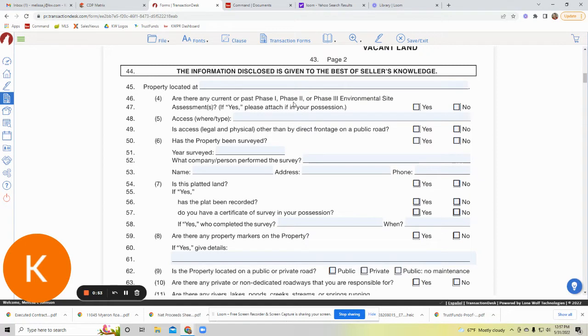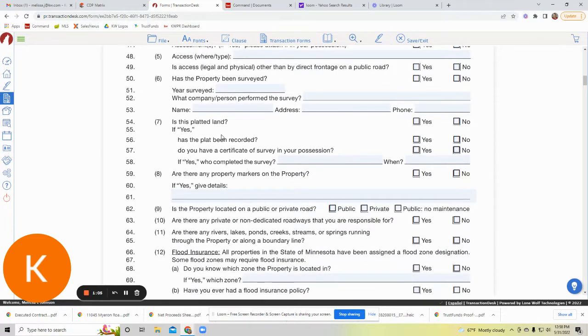This is something that your seller would work with a surveying company to manage all of that. It also asks if the property has been surveyed and what the name and address and phone number of the surveying company is. Then it asks, is this land platted? This is a physical action that a seller would take at the county, and they would record it with you at the county and give you a certificate of survey. And so if yes, you would check those boxes here.